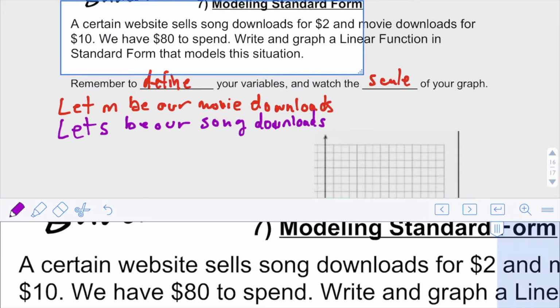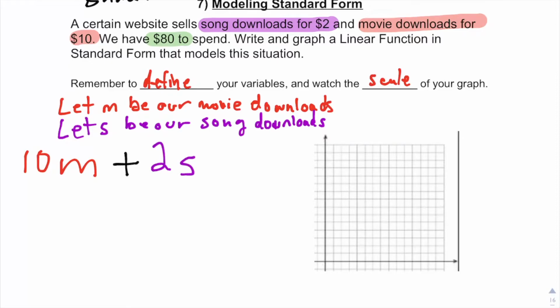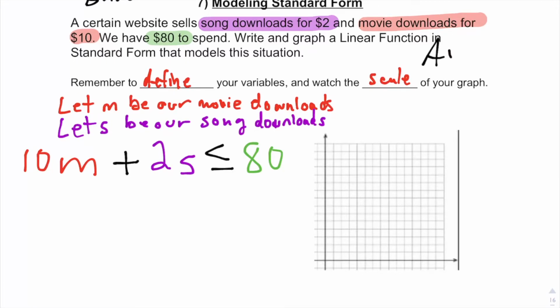So let's come up here and take a look. Our movie downloads are $10 and our song downloads are $2 and our total amount is $80 that we can spend. For every movie we're going to be charged $10 plus for every song we're going to be charged $2, and we know that it has to be less than or equal to $80. So that's how you write your equation, and it is in standard form: ax plus by equals c.